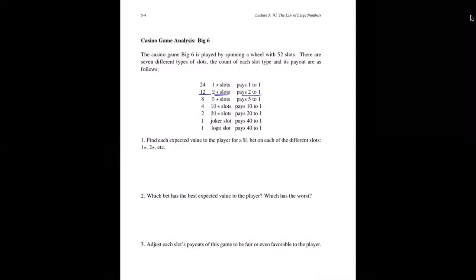And you see, as we move down the list, we have fewer slots, 8, 4, 2, but better payouts: $5 to your $1 bet, $10 to your $1 bet, $20 to your $1 bet. So let's calculate some expected values here. I'm just going to do a few of these, not all. I'm going to leave the rest for students to do and to answer the questions that follow down below.